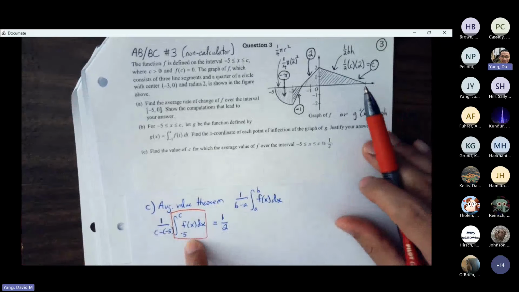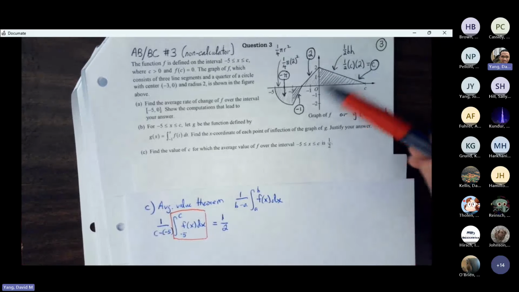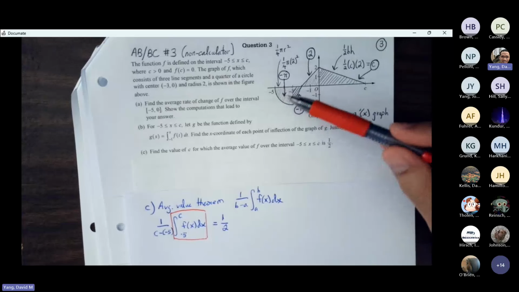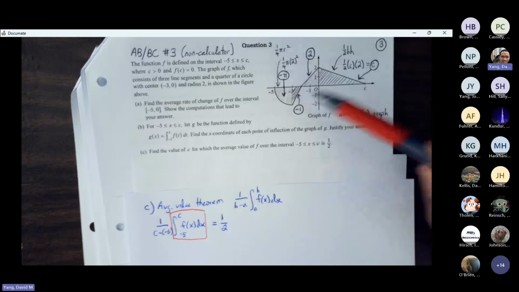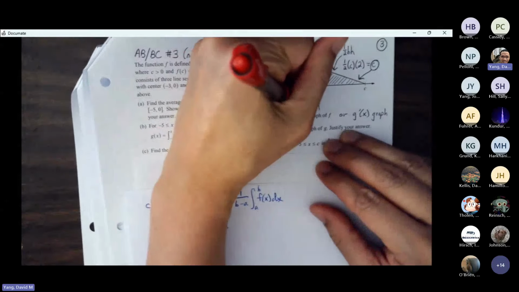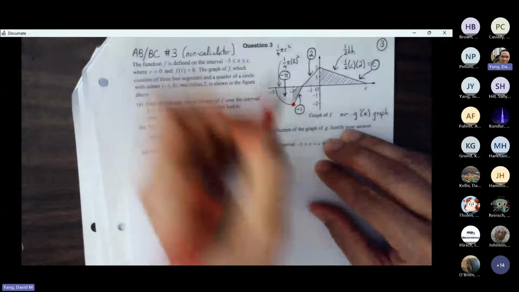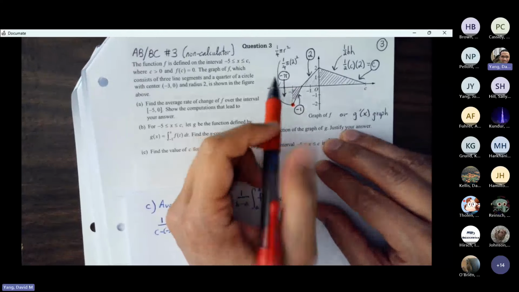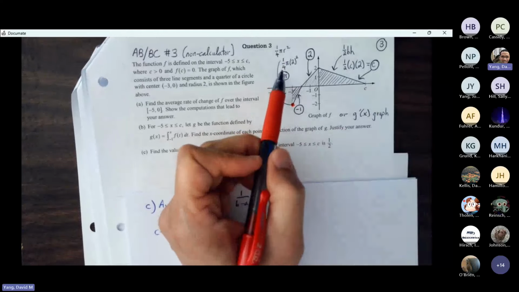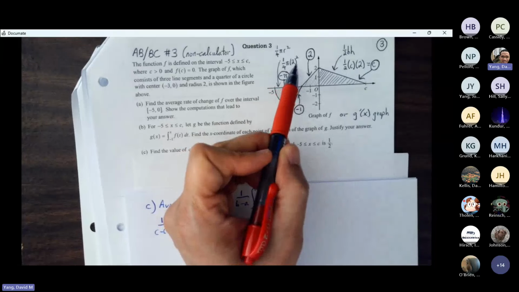Okay, so let's revisit what shapes we have here. We have a quarter circle below the x-axis. We know a circle's area is pi r squared, so a quarter circle is 1/4 pi r squared. Again, they say that the center of this quarter circle is here. We know the radius is 2. Okay, so 1/4 pi r squared, so 1/4 pi times 2 squared.